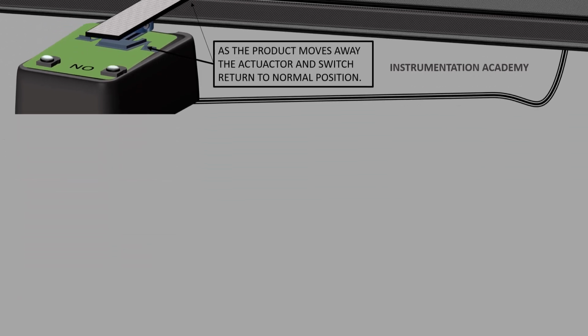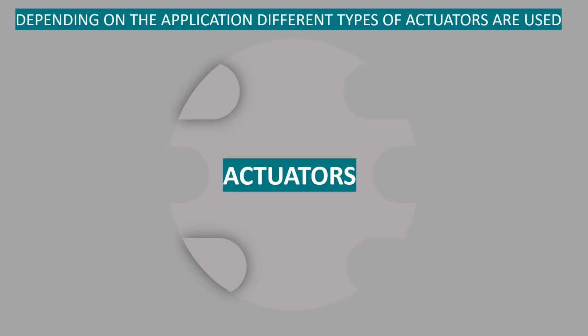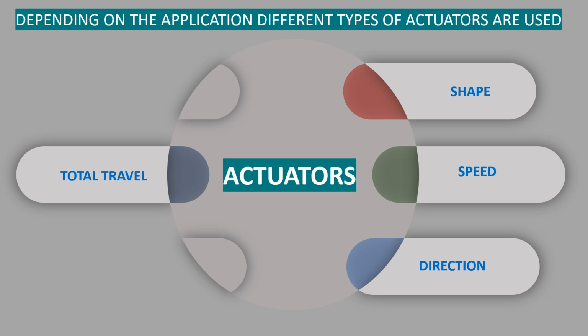Depending on the application, limit switches may use different types of actuators. Choosing the proper actuator depends on the shape, speed, direction, and total travel of the machine part being used to trip the limit switch. Now we will discuss some of them.